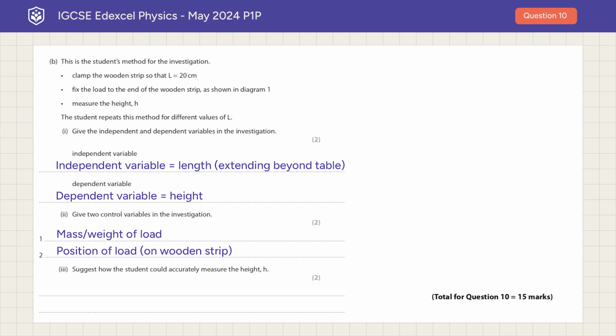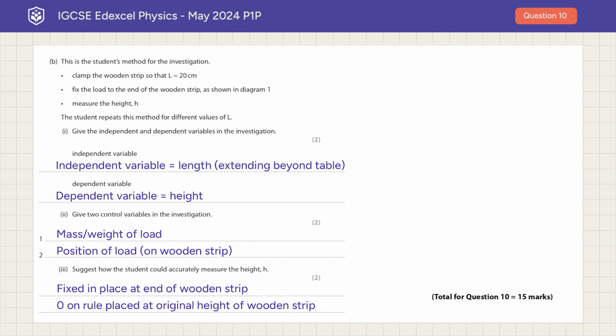Next, we need to suggest how to accurately measure the height, h. The student could place a ruler vertically at the end of the wooden strip and line up the 0 on the ruler with the original height of the wooden strip before the load is added. This allows for a precise reading of how far it has bent down.